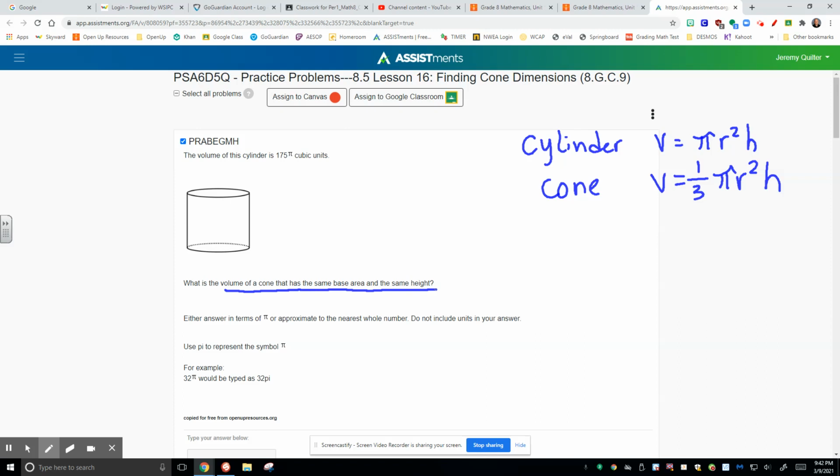Well, if we have the same base area and the same height, we're ultimately looking at a cone that's going to fit right here on the inside, which means that the base area would be equivalent, the height would be equivalent, and so the volume comparative to this cylinder should be just 1/3 that of the cylinder. So I take 1/3 of the volume of the cylinder, 175 times pi. I should be able to answer this question.